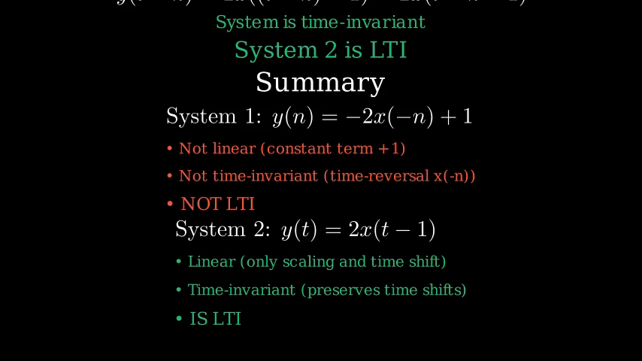it's linear as it only involves scaling and time shifting. It's time-invariant as a time shift in the input produces the same time shift in the output. Therefore, system 2 is LTI.